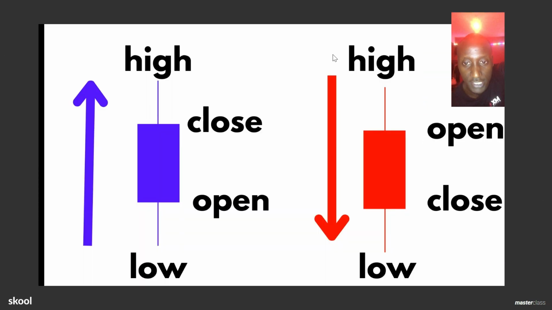The high will always remain the high because it's the highest point price has reached. And the low, same thing, will always remain the low, whether the candle is bullish or bearish, because it's the lowest point price has reached. Now, the open and the close are important because they show you who is in control of the market. So if you can understand these 4 concepts, high, low, open, and close, then you are set for life.